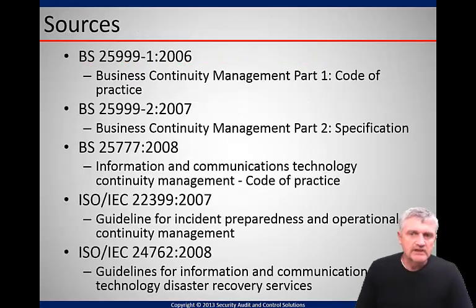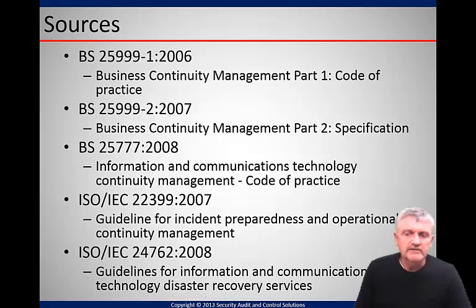When we look at sources, there's a couple of guidelines that we can find. There's the British Standards 25999-1, which is the business continuity management code of practice. The second part is the specification. And then the 25777 is the information and communication technology continuity management code of practice.